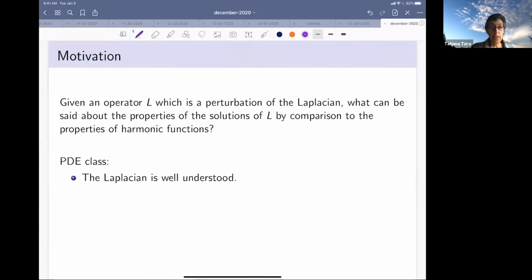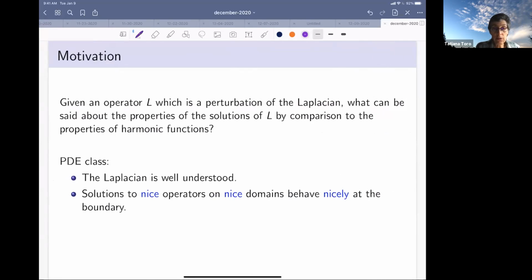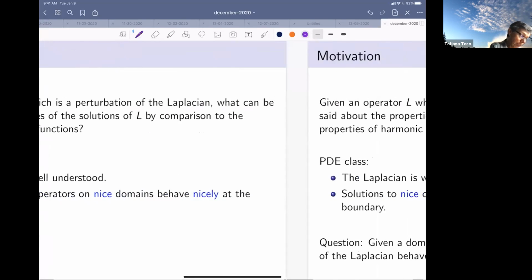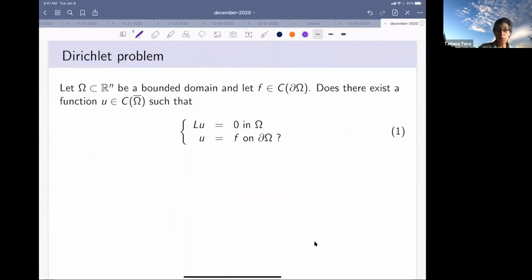So from the PDE class, what's the motivation? We all know, we're told that we understand the Laplacian very well. And basically, we're also told that solutions to nice operators on nice domains behave nicely at the boundary. And so part of what we want to understand in this talk is all these blues, nice, here that you see. So the question, the more precise question, which is not precise yet, is given a domain, do solutions to operators that are perturbations, we'll talk about what perturbation means, of the Laplacian, behave like harmonic functions at the boundary? So that's the question. So let me start with the problem we want to study.